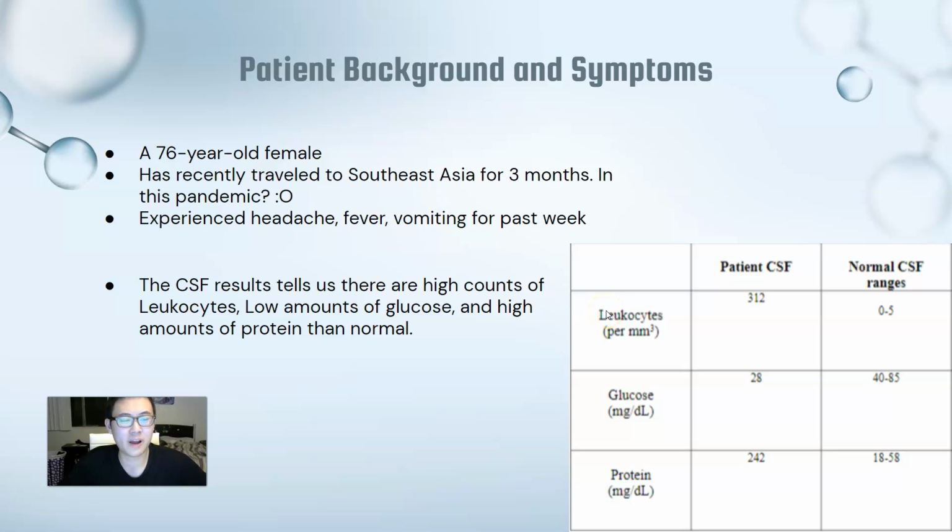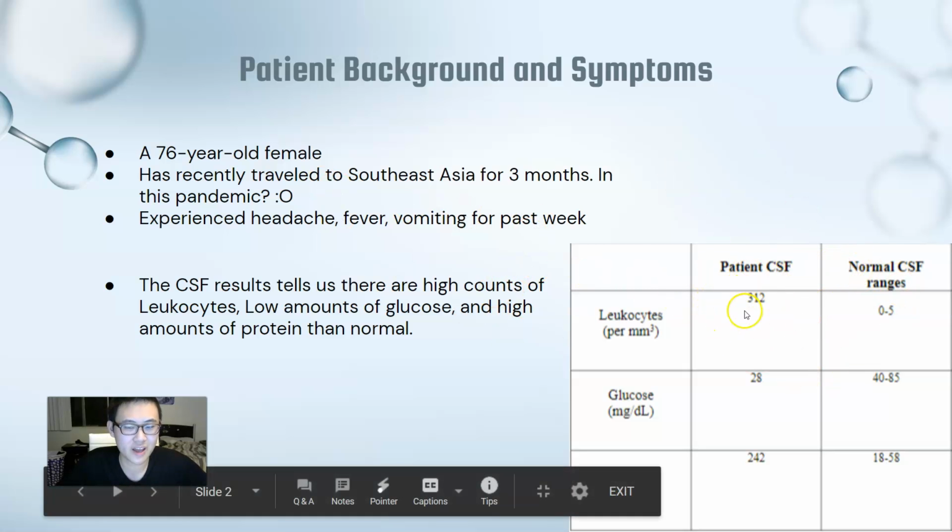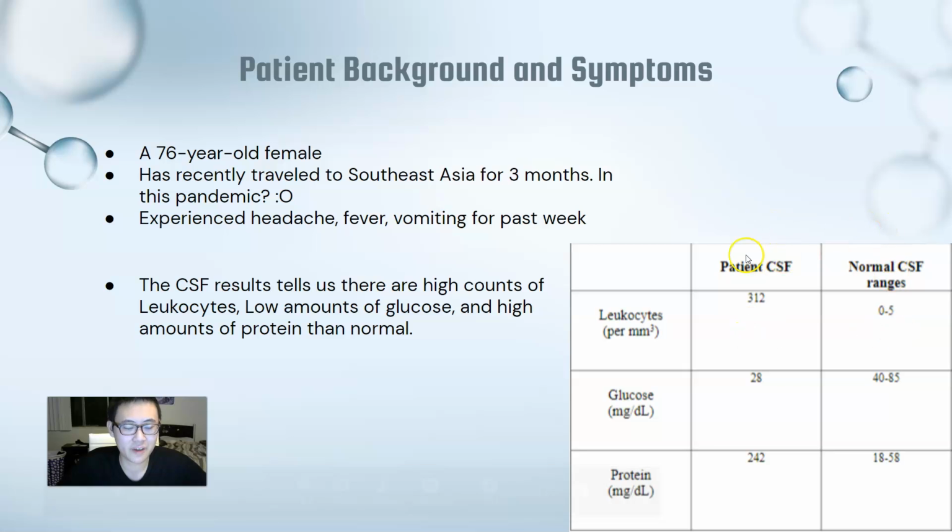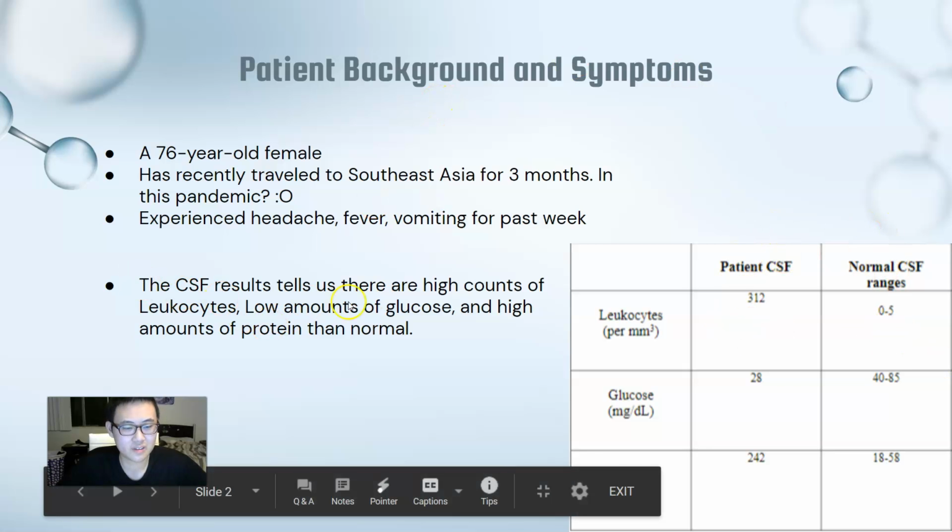The cerebrospinal fluid results tell us that there are high counts of leukocytes, which means that the body is fighting off an infection. There's low amounts of glucose, which means there's a bacteria consuming glucose as its energy. And there's higher amounts of protein than normal, which means there is a leakage from the blood to the fluid.